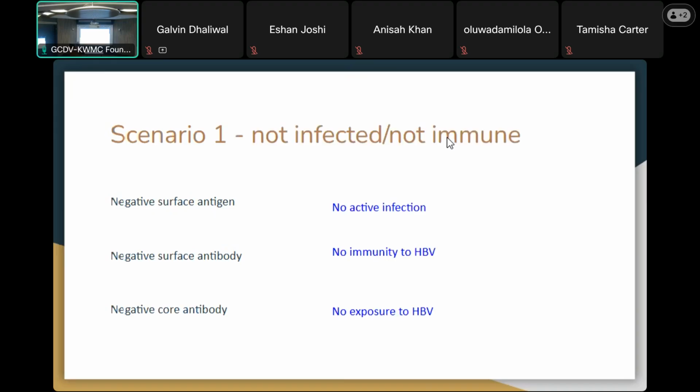Vaccine, yes. So we broke it down, that's how we're going to do this exercise. Negative surface antigen means no active infection. Negative surface antibody means not immune. Negative core antibody means they've never been exposed to it. So in those patients, you advise vaccination.